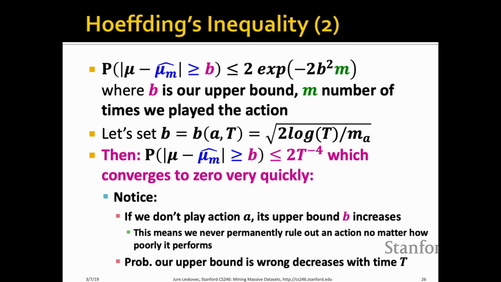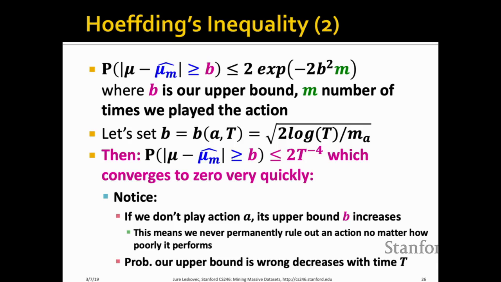And conversely, the probability that the upper bound is wrong is decreasing with time t. So the more the experiment runs, the more times we pull the arm, and the smaller our bound is going to be, so the more confidence we're going to have about the probability distribution for that specific arm.